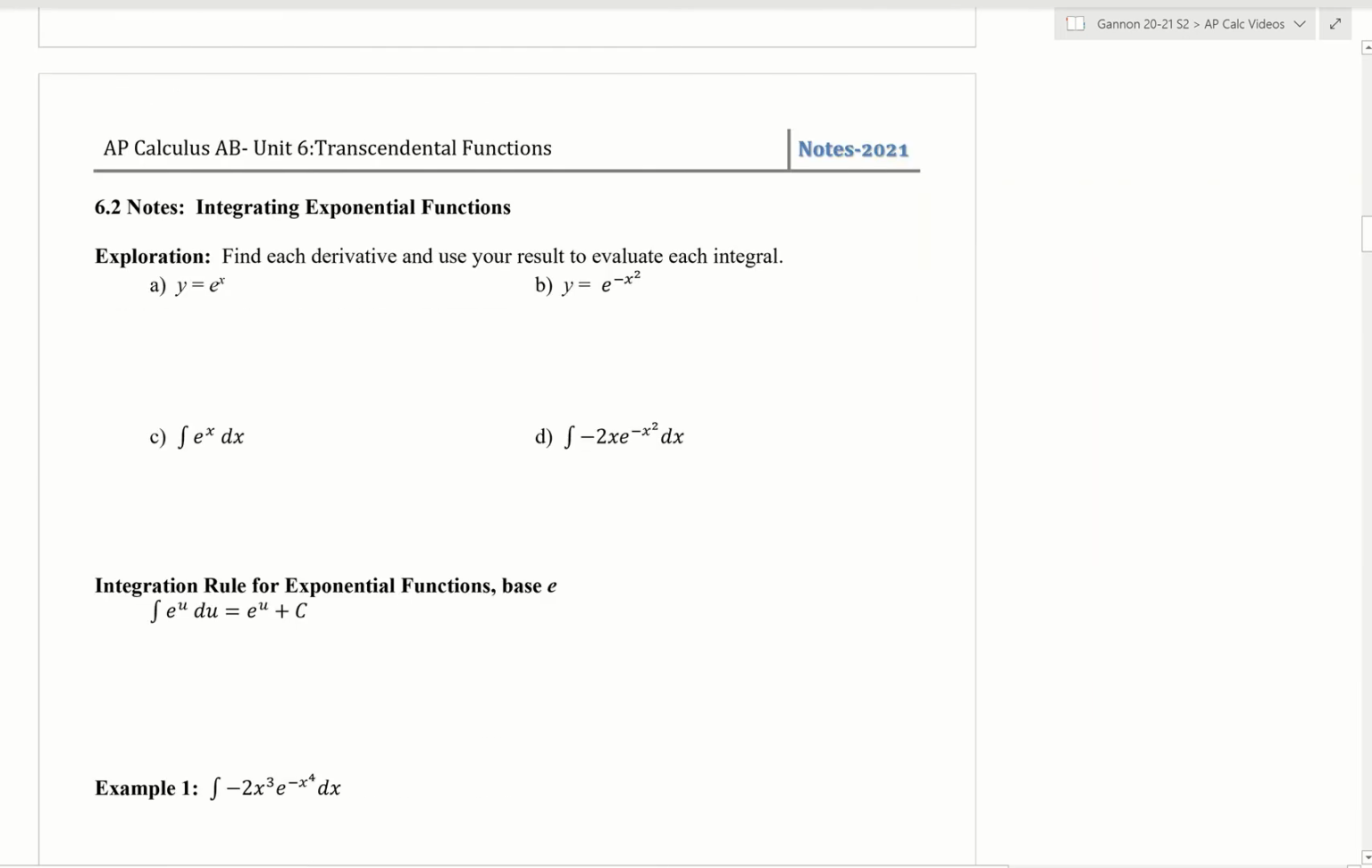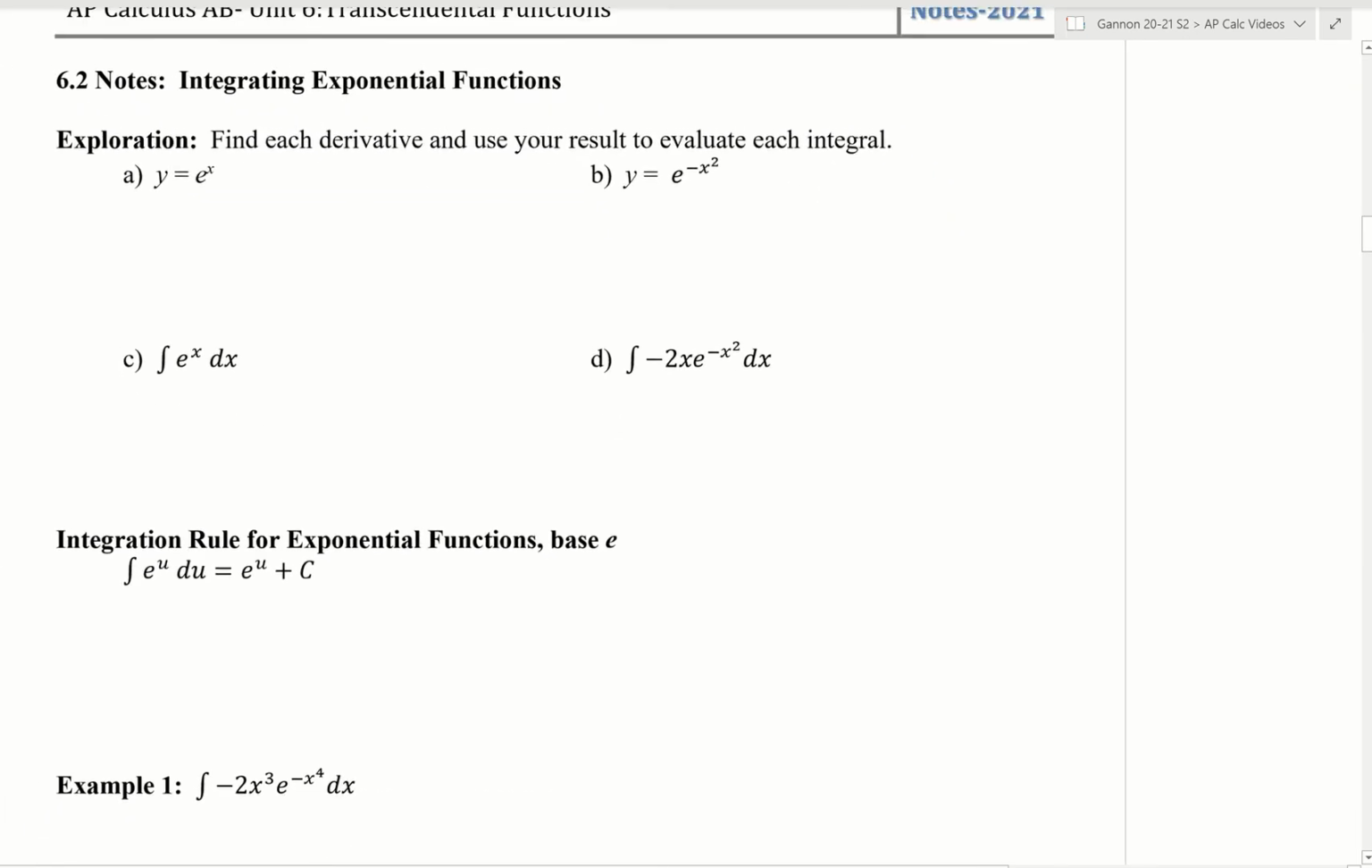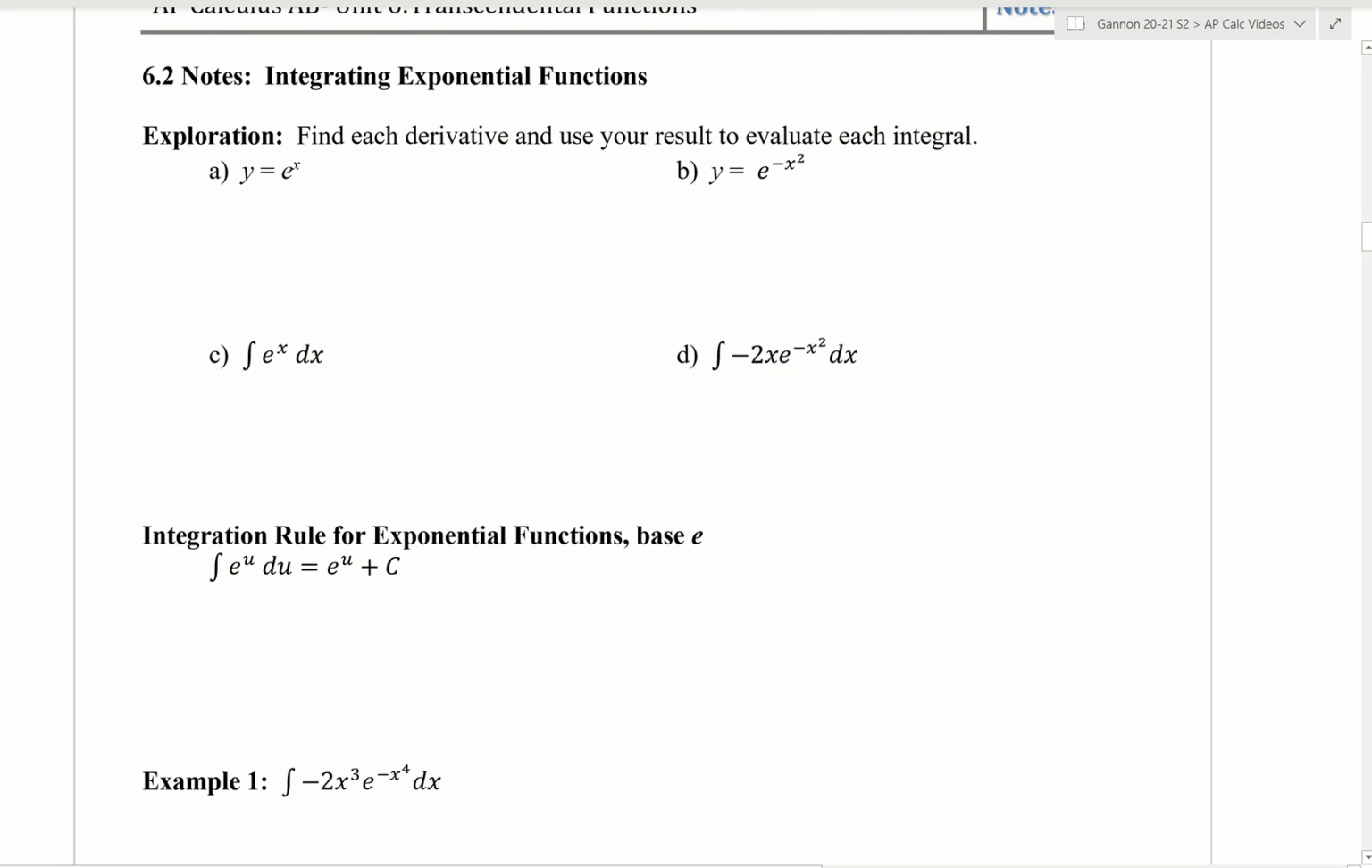In this video, we're going to take a look at integrating exponential functions. So there's a little exploration. I suggest you pause the video, give it a shot, see what you come up with on your own. All right, so if we were going to do this, we want to find each derivative and then use the result to evaluate the integral.